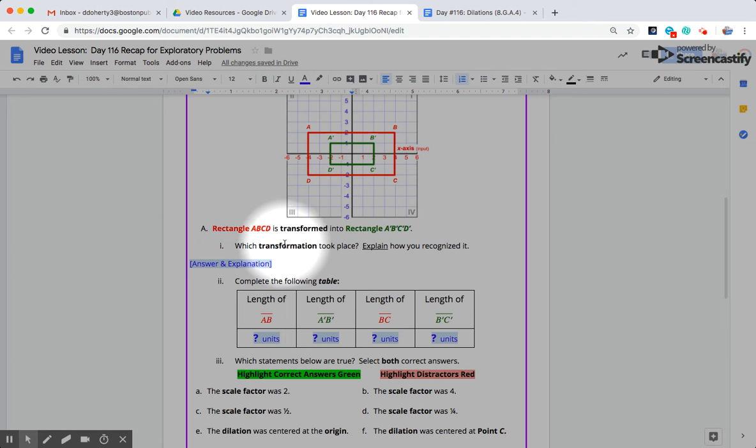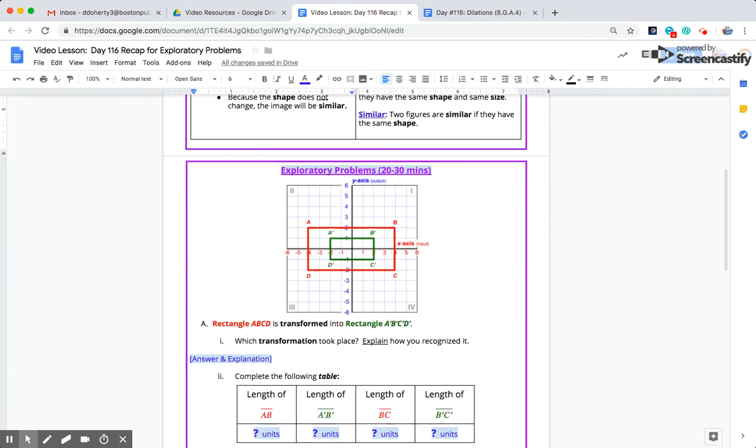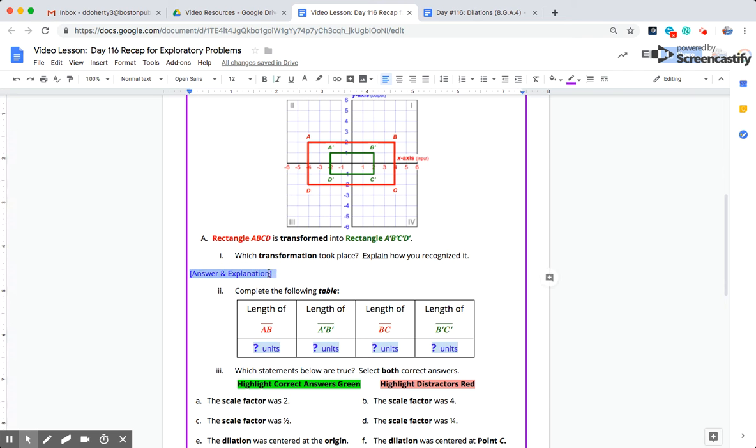Again, our first question was which transformation took place here and explain how we recognized it. You and your partner should have recognized that the transformation that took place here was a dilation. The reason we can tell it's a dilation is because the size changed for the rectangles, or whatever figure, whatever shape we're working with. The dilation is that one transformation that makes things larger or smaller, so it's pretty easy to recognize on a graph once we know that term.